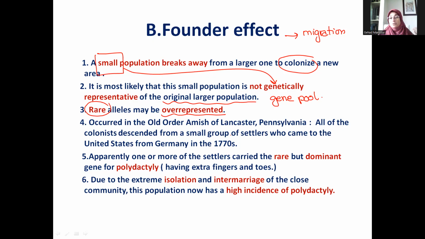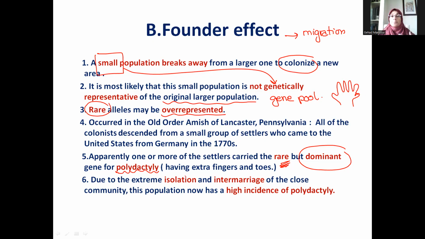it happened that a small group of settlers came to the United States from Germany in the 1770s, and they had a dominant trait, but that dominant trait was very rare, which is the allele that is expressed to cause polydactyly. What is polydactyly? Polydactyly is having, for example, on the hands, a sixth finger like this, and similarly in the feet. So you have extra fingers and toes, and most of the time, this extra finger is short and it may be adherent to the finger before.